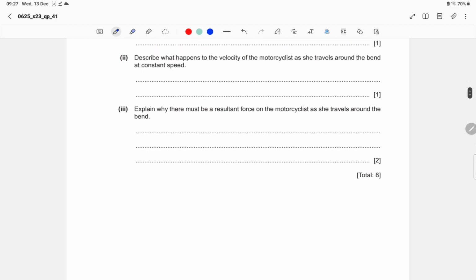Describe what happens to the velocity of the motorcyclist as he travels around the bend at constant speed. So what will happen? The velocity is going to change. Velocity changes as the direction of motion or direction of velocity changes.